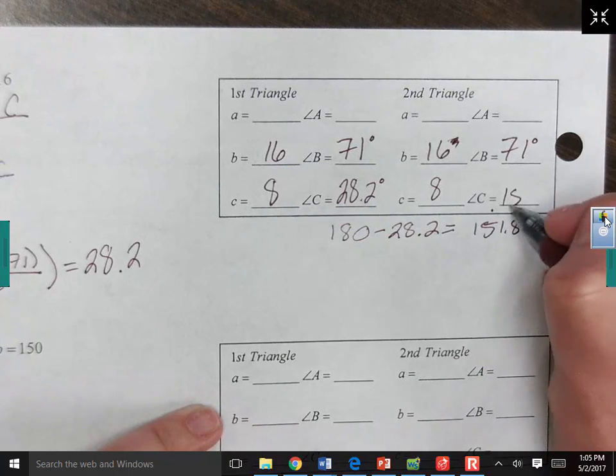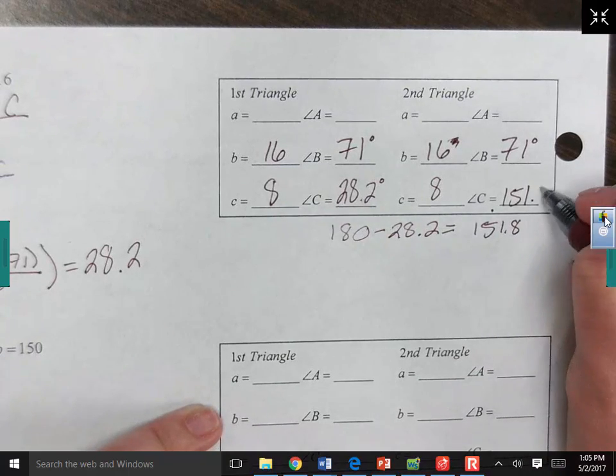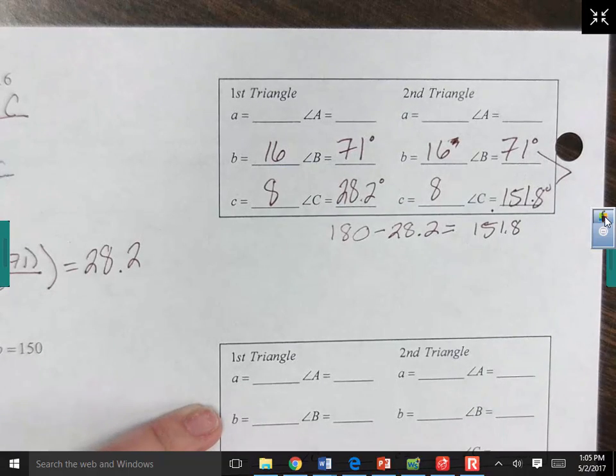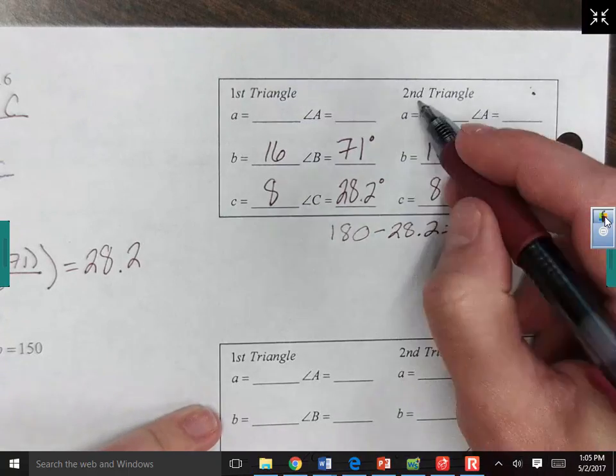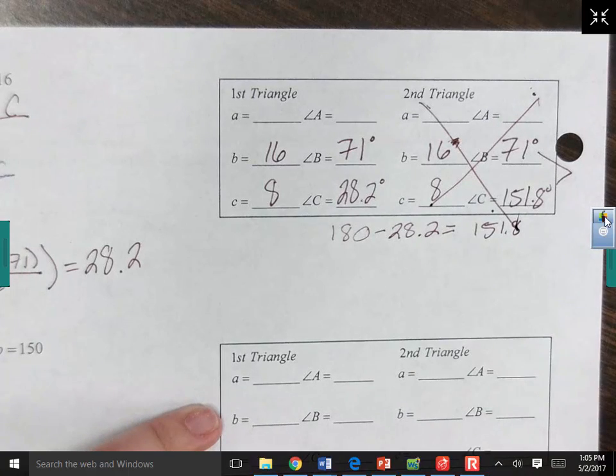Okay, so if this angle were 151.8 degrees, what are these two angles together? Over 180, which means there are no degrees left for this angle. And if this one has 0 degrees, it's no longer a triangle. Do you understand? So there is no second triangle here, okay?